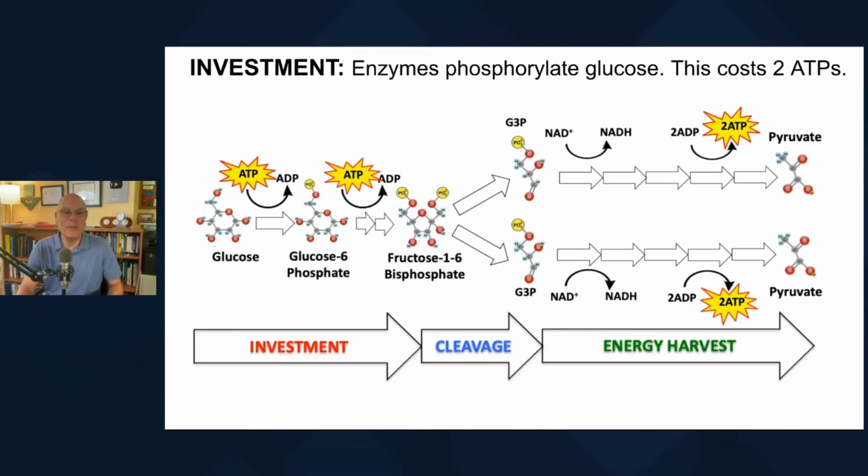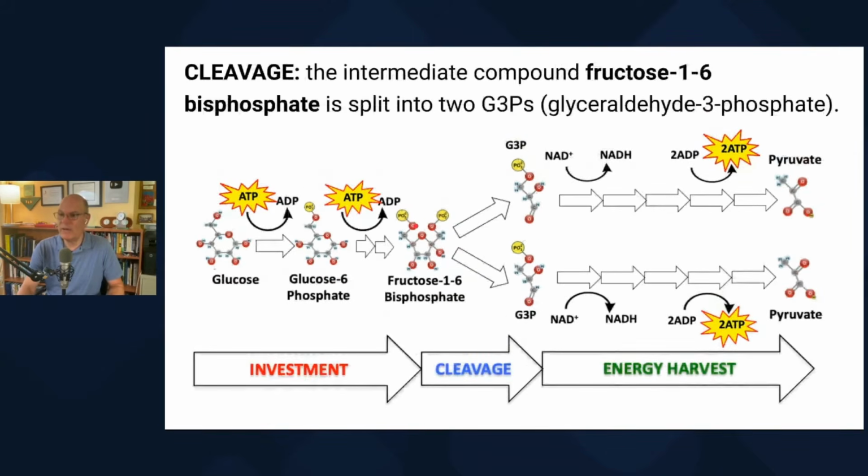In the investment phase, enzymes phosphorylate glucose. That's a big word. What does that mean? It means that they take a phosphate from ATP and jam it on to glucose. That creates the intermediate compound glucose 6-phosphate. And then enzymes repeat that activity by taking another phosphate from ATP, jamming it onto glucose 6-phosphate, rearranging it a bit. We wind up with this molecule, fructose 1,6-bisphosphate.